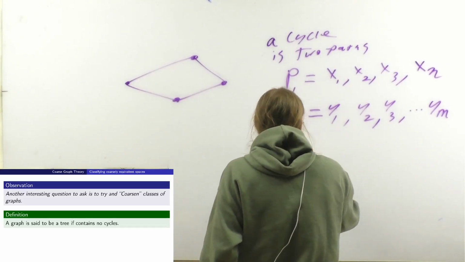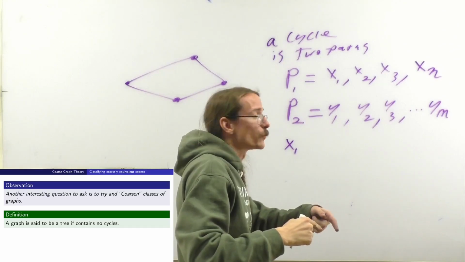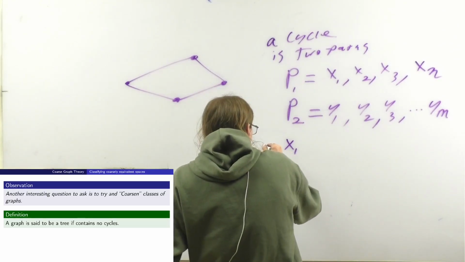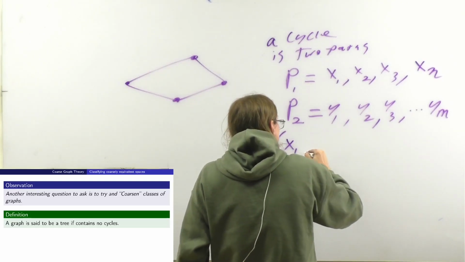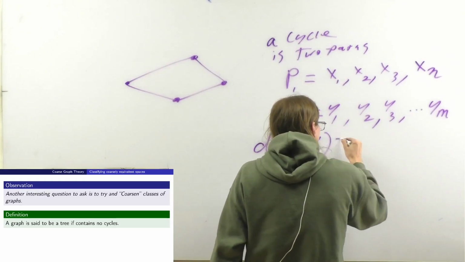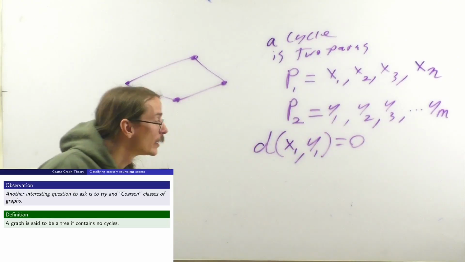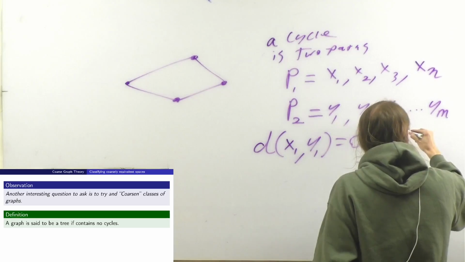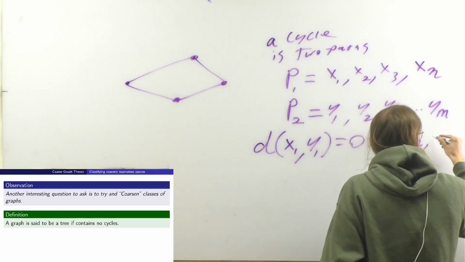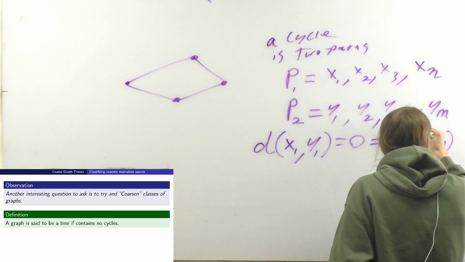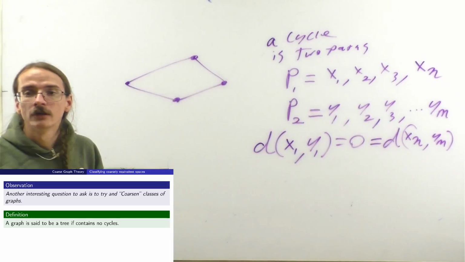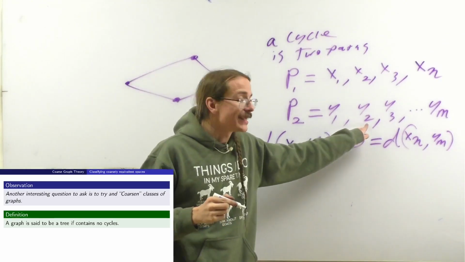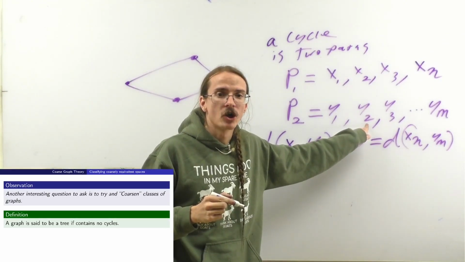x1, and we're doing this as, I could say x1 equals y1, but we're playing with metric conditions, right? So let's be fancy and go distance x1 to y1 is 0, and distance from xn to ym is 0. Okay, they start and end at the same point. Now, they can have no other common points.